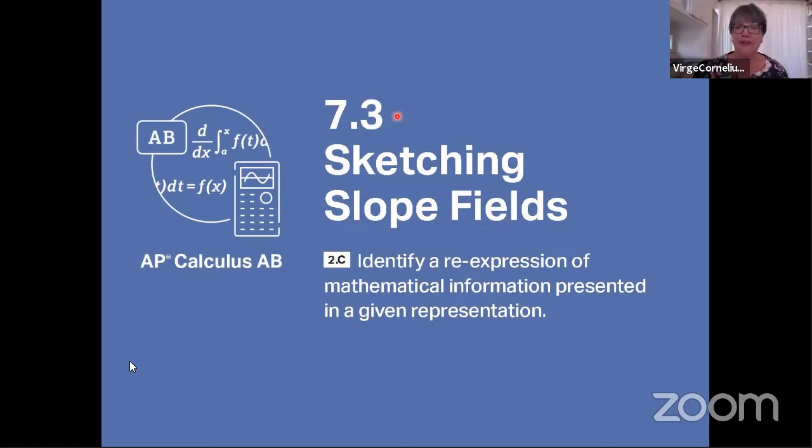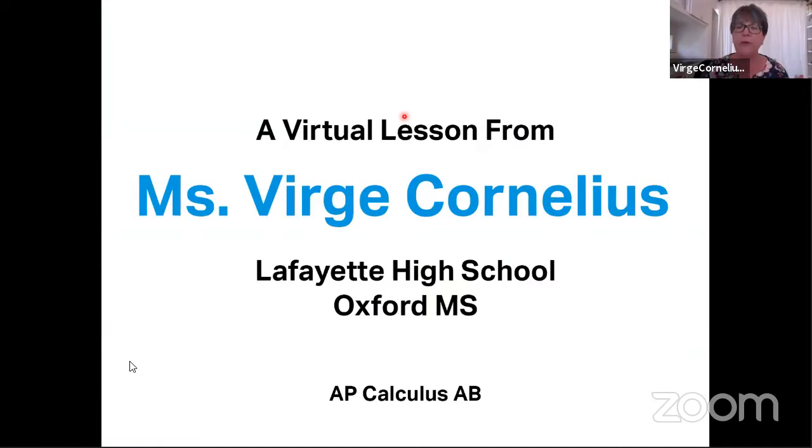Welcome back, everybody. This is our third lesson of AP Live, and today we're going to do section 7.3, sketching slope fields. Before we do that, just in case we have anyone who hasn't yet watched any of the previous lessons, we're going to do some introductions and also some overview of where we hope to go in the next several weeks. So my name is Verge Cornelius, and I teach at Lafayette High School in Oxford, Mississippi.